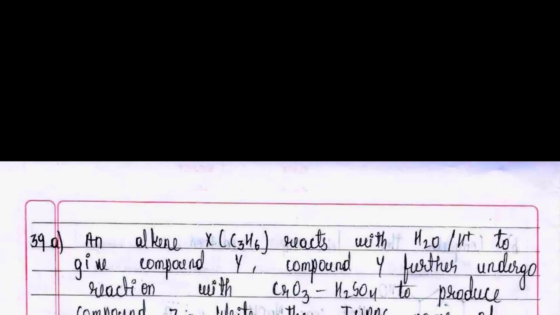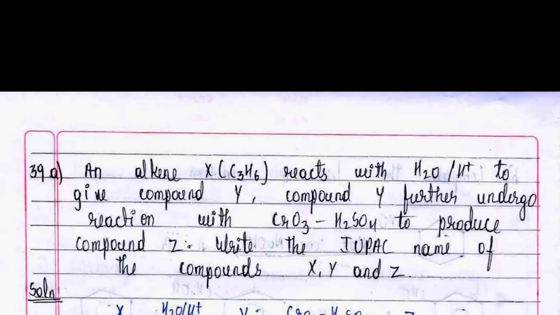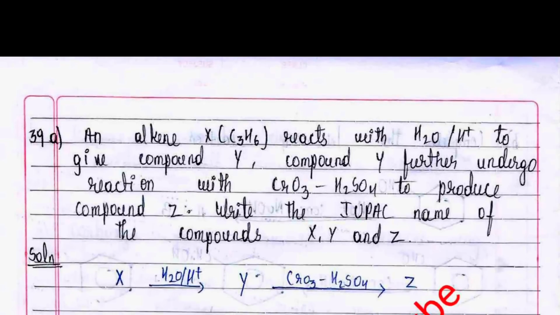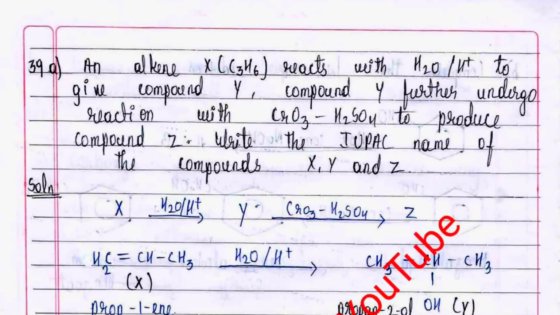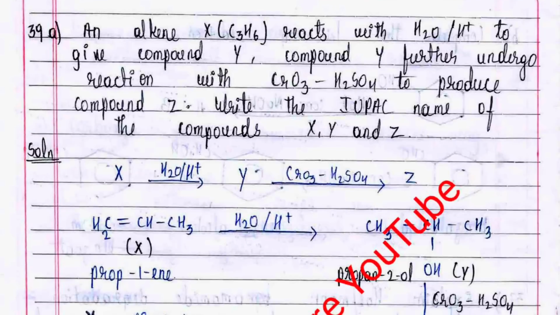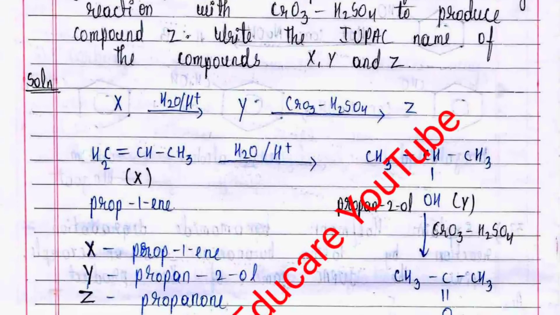39. An alkene X, C3H6, reacts with H2O/H+ to give compound Y. Compound Y further undergoes reaction with CrO3/H2SO4 to produce compound Z. Write the IUPAC names of the compounds X, Y, and Z, and the answer is below.